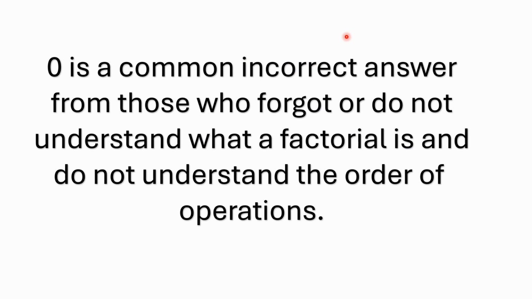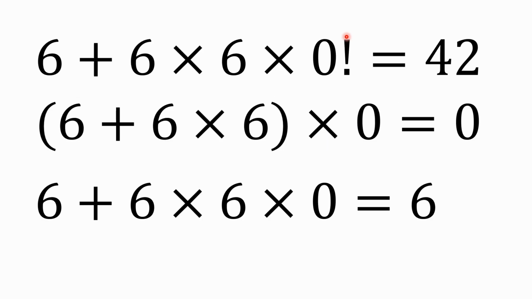Where it starts to get a little strange, though, are a lot of the people who are answering 0. 0 is a common incorrect answer from those who forgot or do not understand what a factorial is, but also do not understand the order of operations. All right? Let's look at it this way. We already said 6 plus 6 times 6 times 0 factorial is 42.